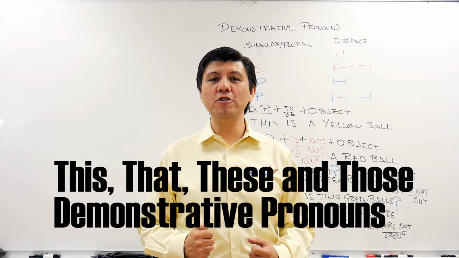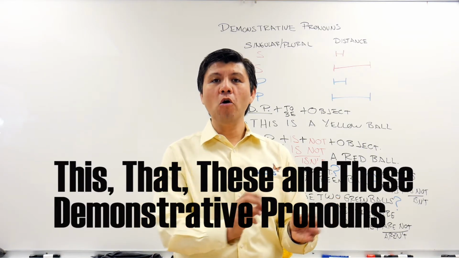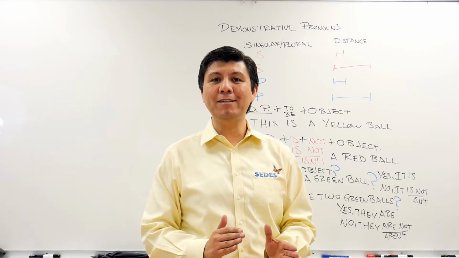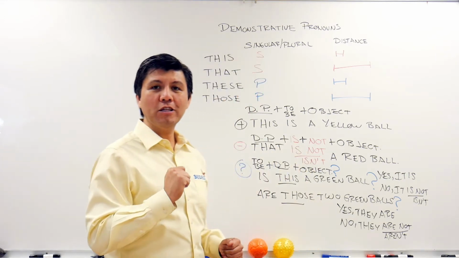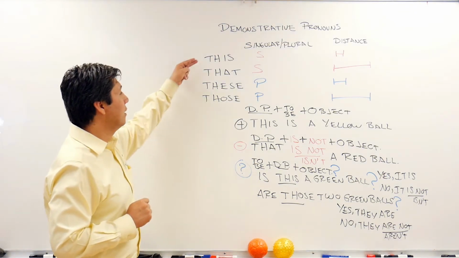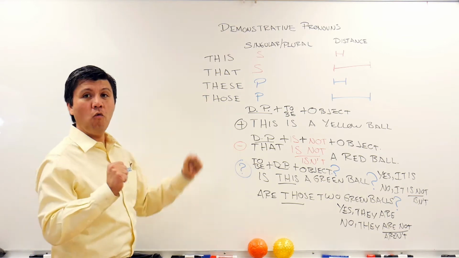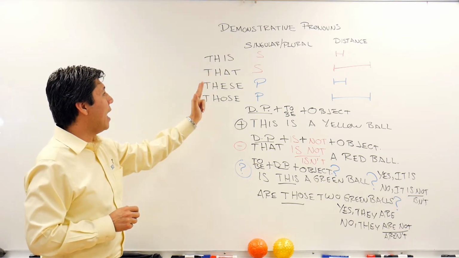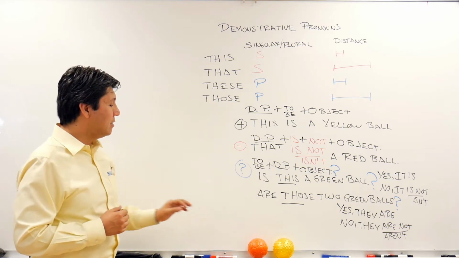Demonstrative pronouns are used to distinguish from one entity to the other or to refer to an entity. We use 4 demonstrative pronouns in English. These demonstrative pronouns are this, that, these, and those. One more time: this, that, these, and those. And the way we use them is this.